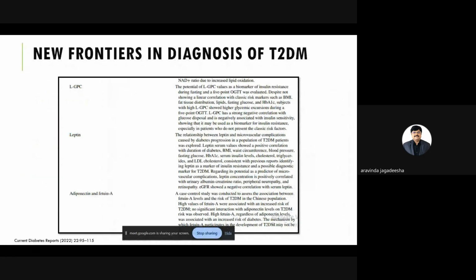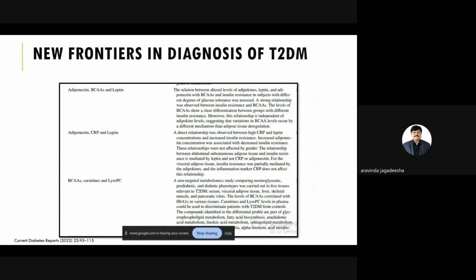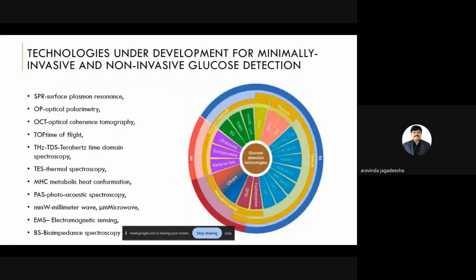You can see leptin levels, you can assess the severity of the disease and complications. Then we have adiponectin and fetuin A levels. Then BCAA, that is branched chain amino acids. All this can be assessed, and based upon that, you can assess the severity of the disease. Adiponectin is there, CRP, carnitines. All this plays an important role. These are coming up as a new frontier in the diagnosis of type 2 diabetes.